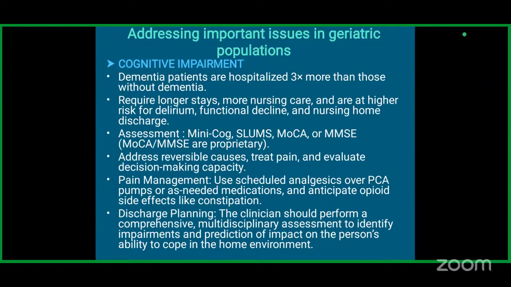One of the challenging things in dementia patients is that their report of pain may not be reliable, as they may indicate higher or lower than the pain they are actually feeling. So if the assessment is inappropriate, we do not advise patient-controlled analgesia. Instead, it's better to use scheduled analgesia for those patients. It's better than as-needed medication, and we also have to anticipate opioid side effects like constipation.